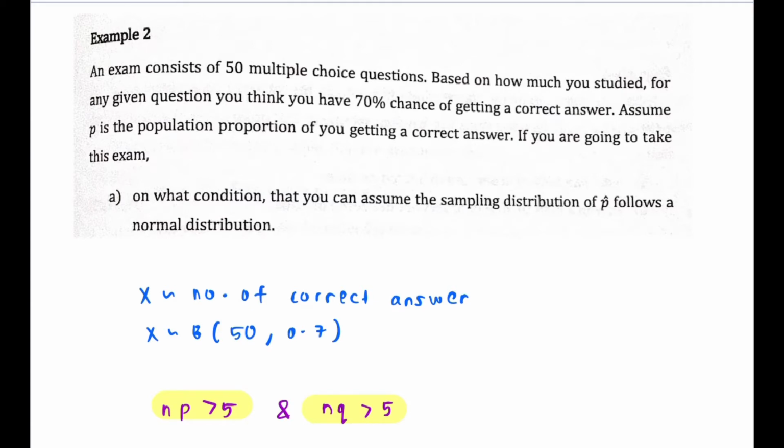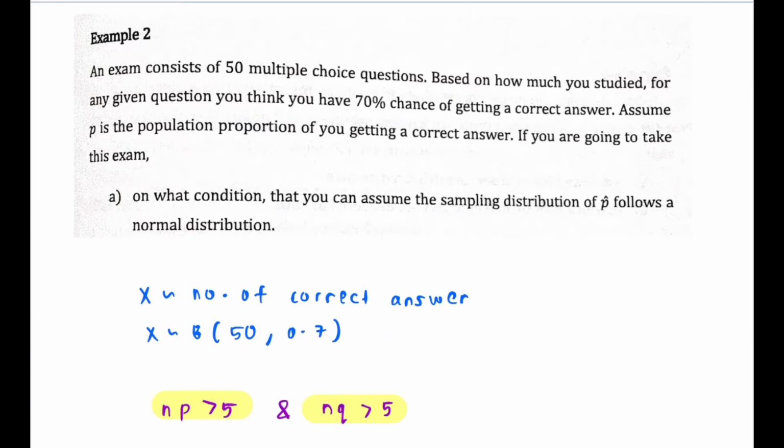So in this case, you must satisfy the two conditions, which is NP must be more than 5 and NQ also more than 5. So X here is denoted as the number of correct answers and X is following binomial with N 50 and P 0.7. So if you are satisfying these two conditions, you can assume that the sampling distribution follows a normal distribution.